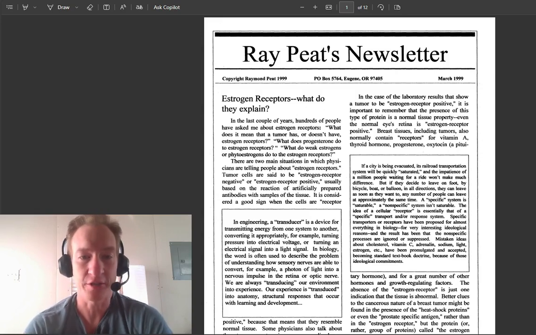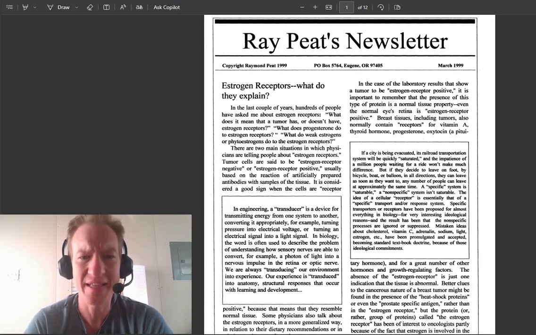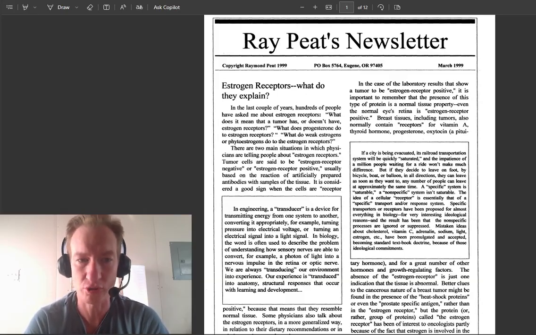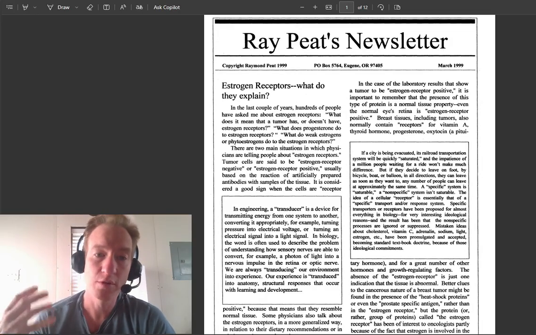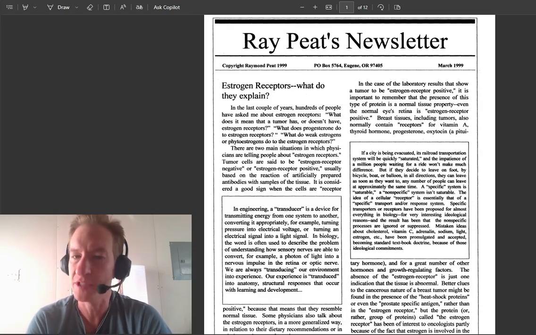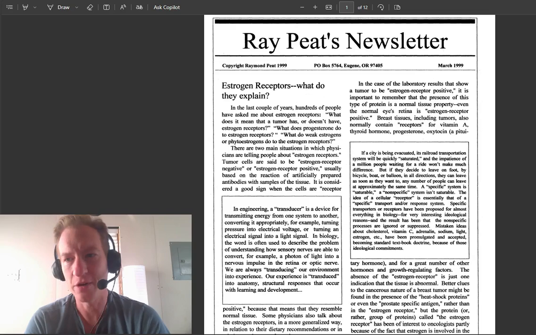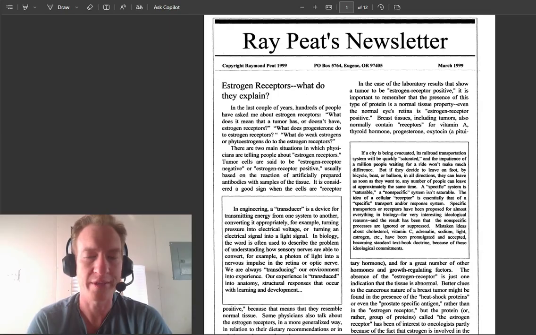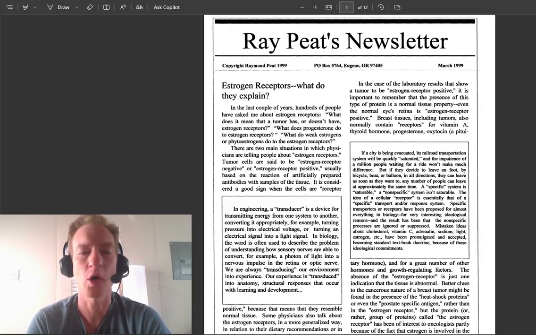In the last couple of years, hundreds of people have asked me about estrogen receptors. What does it mean that a tumor has or doesn't have estrogen receptors? What does progesterone do to estrogen receptors? What do weak estrogens or phytoestrogens, and phyto just means plant, that's the Latin prefix, what do phytoestrogens do to the estrogen receptors? We hear about the different types of breast cancer, and whether it's estrogen positive or they'll even call it progesterone positive. What does this mean, right?